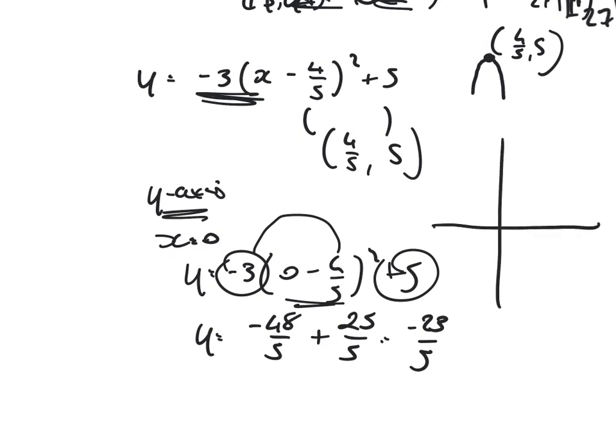I can then execute that in the diagram. So 4/5, 5. 4/5 is just less than 1, so that could be reasonable there. That's my turning point. Minus 23/5, that's just less than minus 4, between minus 4 and minus 5, so that could be about there. And it's concave up. The final answer.